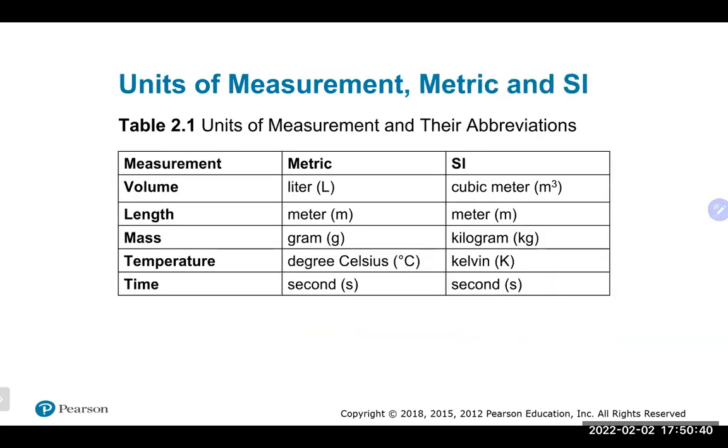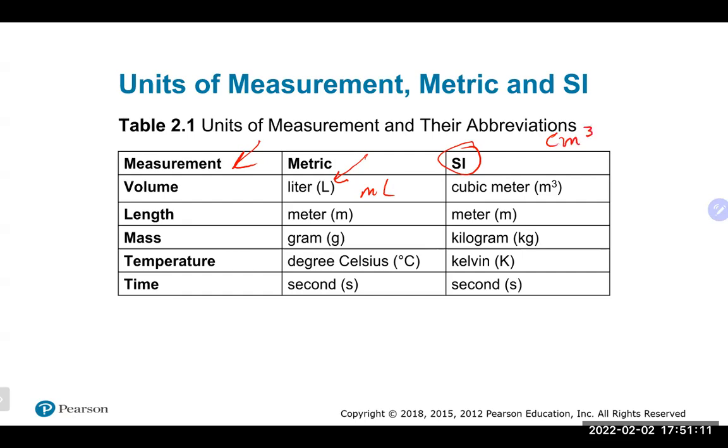So here are some of the common SI units for these different types of measurements that we make. The volume is a cubic meter. So in chemistry, we do see liters a lot. We also see milliliters as a common unit. Cubic meters, truthfully, not so much, but we do see a cubic centimeter, and that's what that represents.